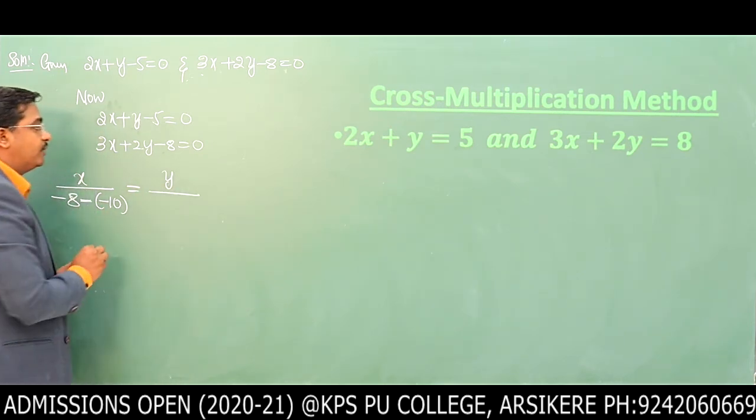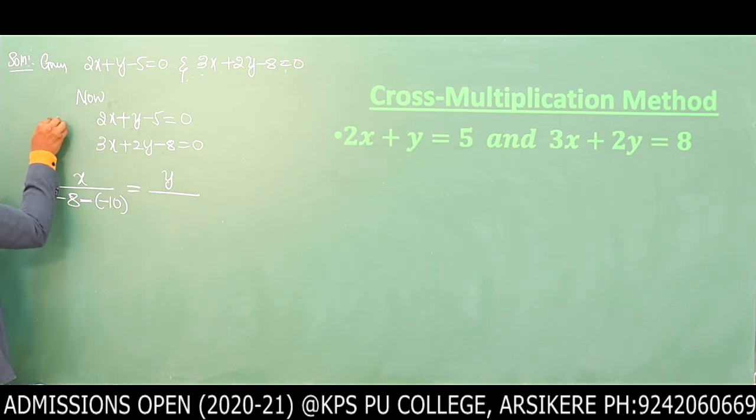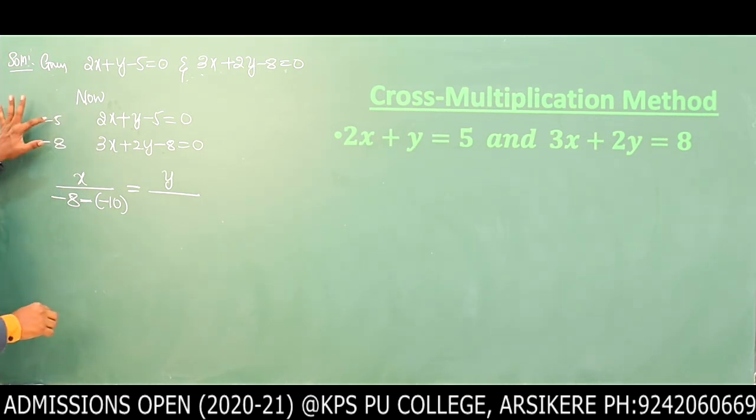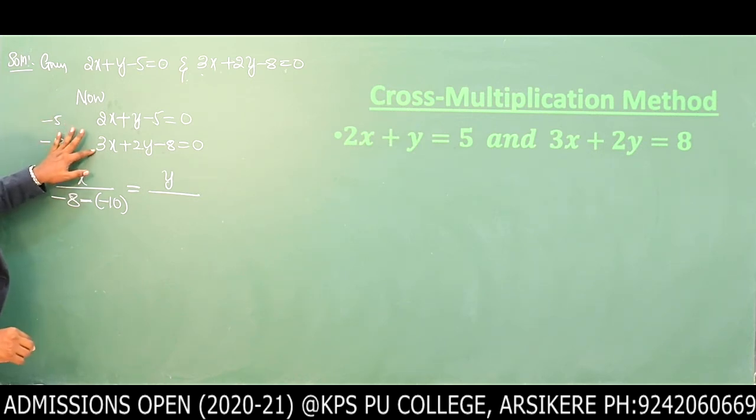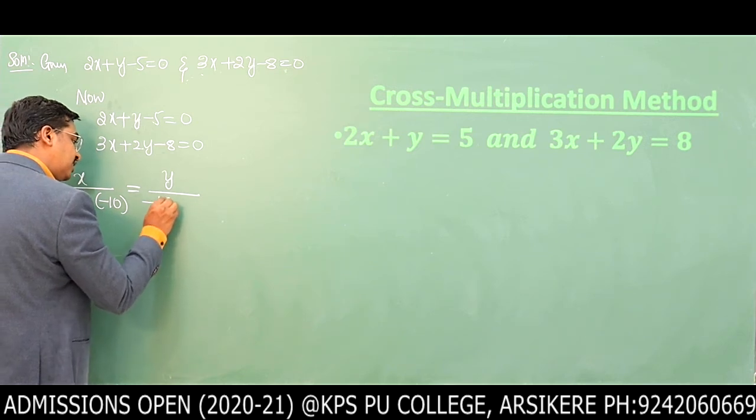Now comes the y. So y divided by, look, to avoid confusion, first take the constant terms, minus 5 and here minus 8. Now it becomes easy, look: minus 5 into 3, that becomes minus 15.